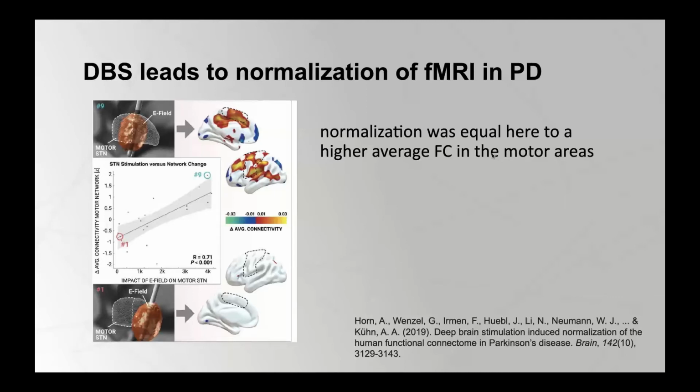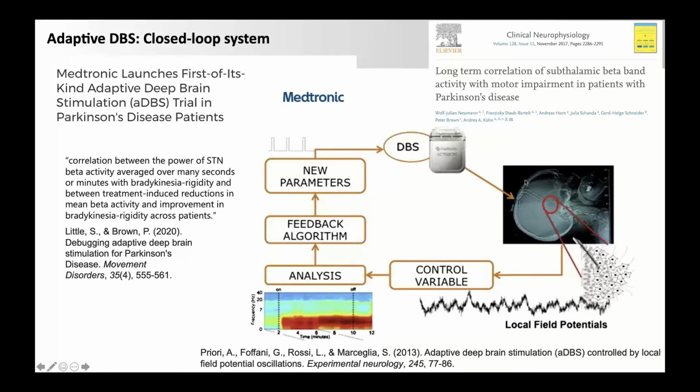And people have done so. I will show you in a second. And in this case, normalization meant that the patients needed a higher average functional connectivity in the motor areas. So it was somehow too low, and they needed a higher one. And this can be motivation for the homework. Okay, so the newest trends here in the field of DBS. Very excited to show you that. Need to check the time from time to time. Not getting lost here.